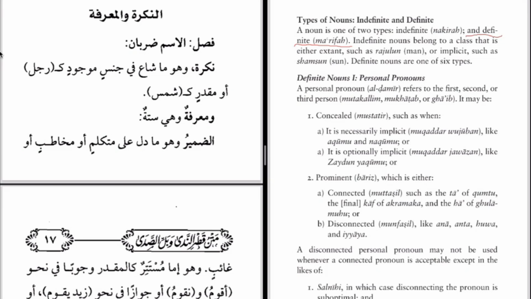So indefinite nouns belong to a class that is either extant, such as rajulun, or implicit, such as shams. So I feel like it doesn't really say very well what Ibn Hisham's saying. Maybe that's my own shortcoming. But Ibn Hisham is saying, وَهُوَ مَا شَاعَ فِي جِنْسٍ مَوْجُودٍ. A nakira is what is spread. So maybe that's what they meant by class. It is what is spread. That means not unique to one thing. Sha'a, like a rumor. A rumor gets yusha', gets spread, distributed.